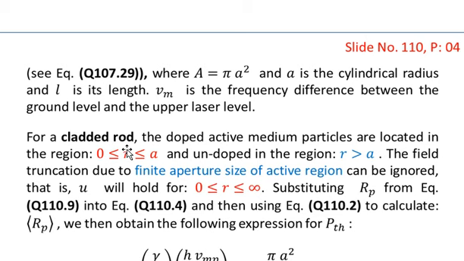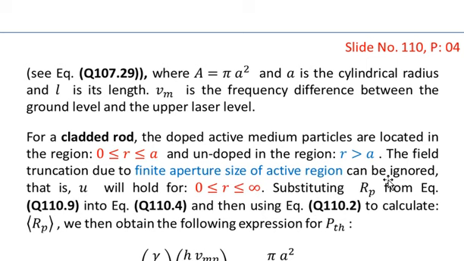For a cladded rod, the doped active medium particles are located in the region represented by the variable r that goes from 0 to less than or equal to the value of A. So this is the region of the cladded rod. And the undoped region is the region which holds for r greater than A. And you know that A is the cylindrical radius of the active medium rod. The field truncation due to the finite aperture size of the active region can be ignored.